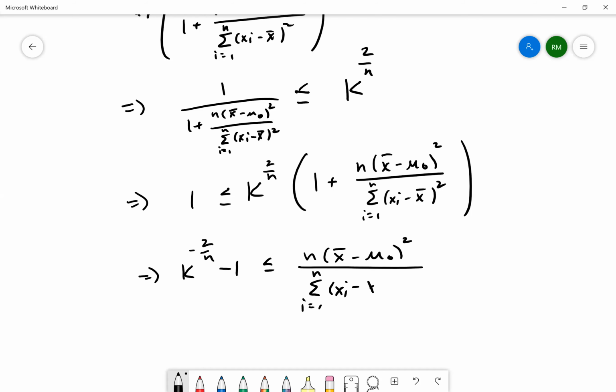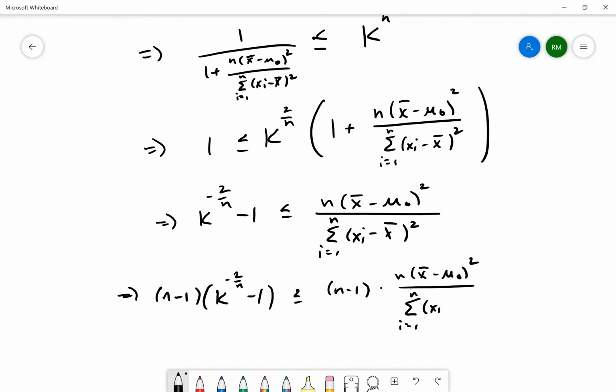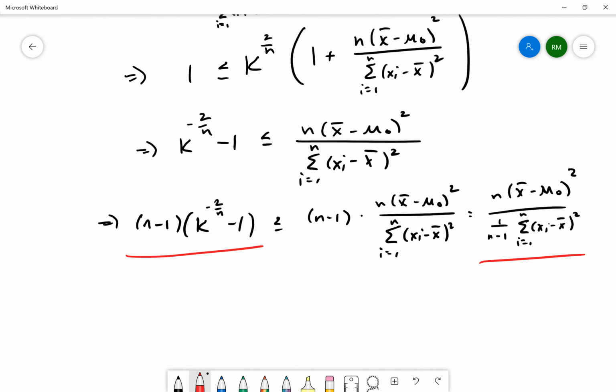All right, so we're getting close. Still not there yet, though. The last step is actually to multiply both sides by n minus 1. Okay, now you're looking at this expression, you're saying, how on earth does this relate to anything? How does this relate to anything that we've done so far?